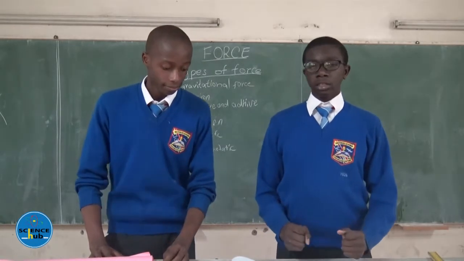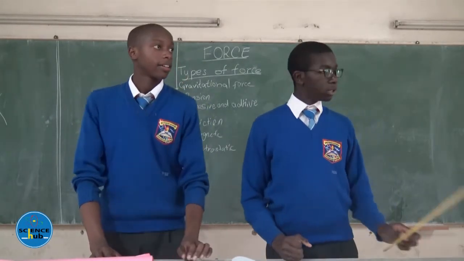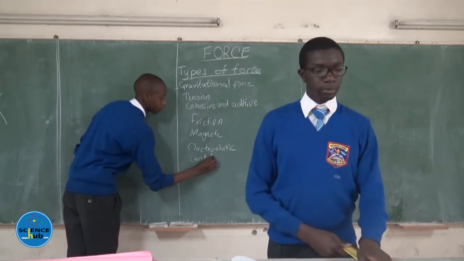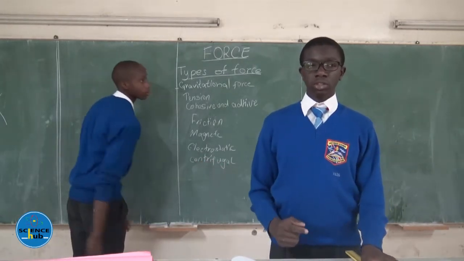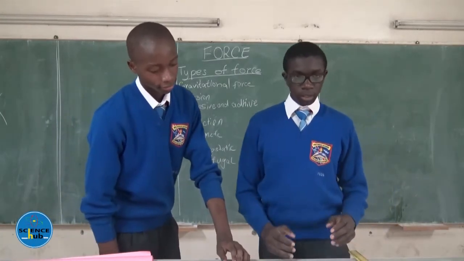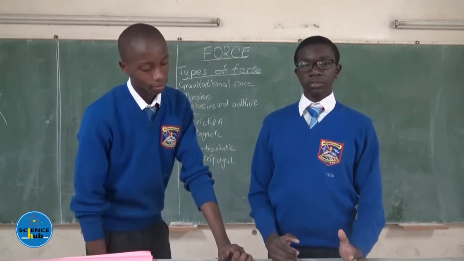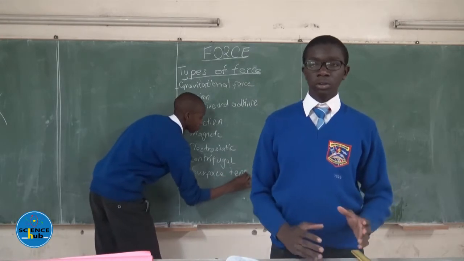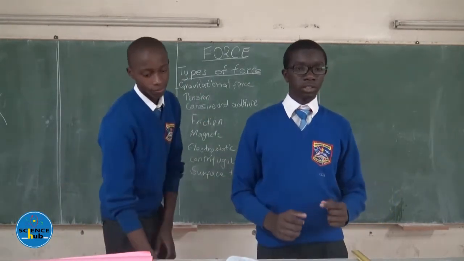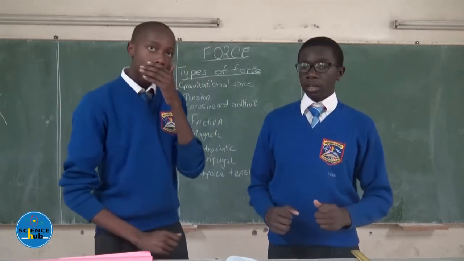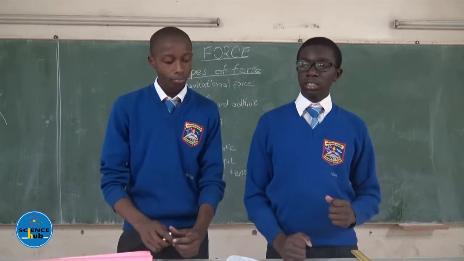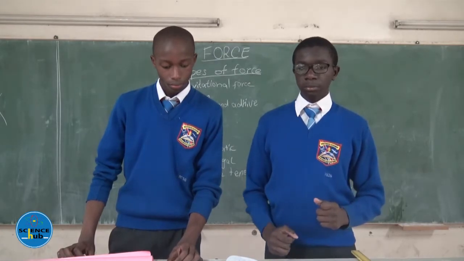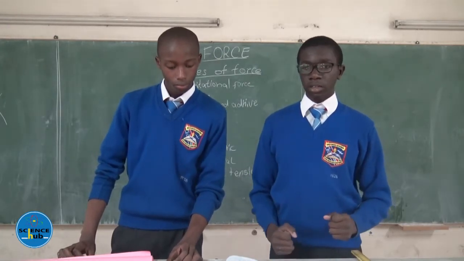Then we go to the types of forces. On the board, there are many types of forces. For example, this is the gravitational force. Gravitational force is a force that pulls objects towards the center of the Earth. This force varies from one place to another. The gravitational force at one point on Earth is different from the gravitational force on another planet. You can also say that it is a result of attraction between the surface of the Earth and the object.